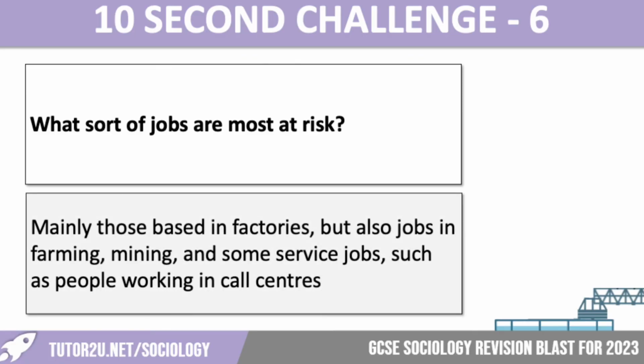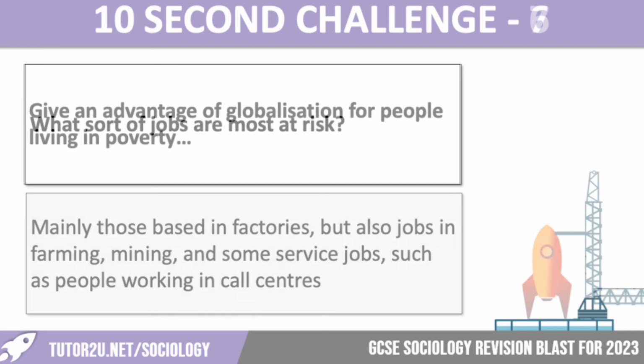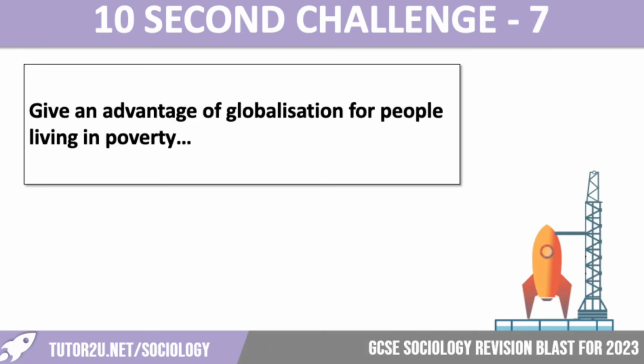So mainly those based in factories, but also jobs in farming, mining, some service jobs such as people working in call centres. So jobs that are relatively poorly paid in comparison to the UK average are the ones that are most at risk. And obviously that means that people living in poverty are the people that are most likely to lose their jobs. But there are some advantages of globalisation for people who are living in poverty in the UK. What might they be?